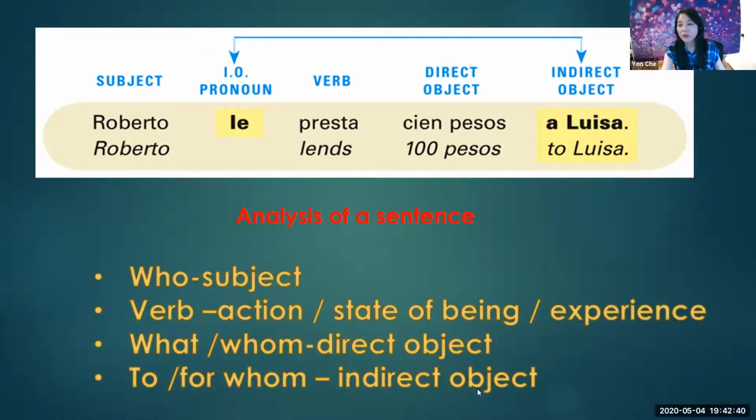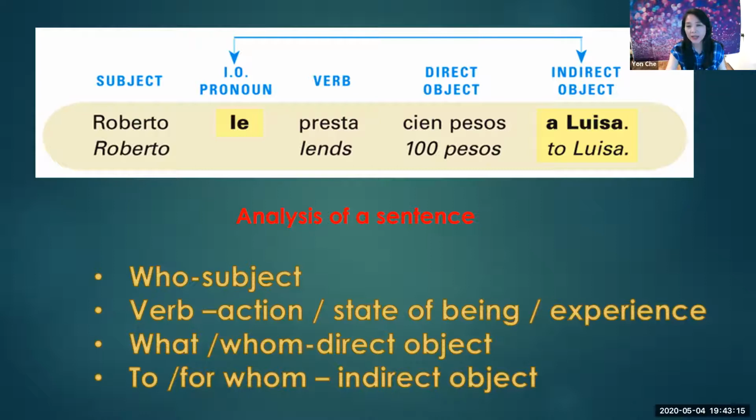All right, so I want you to write down the information you see here under analysis of a sentence. I want you to write: who, subject; verb, action / state of being and experience; what / whom, direct object; to / for whom, indirect object, because I'll be asking these questions throughout today's lecture as we analyze some sentences.